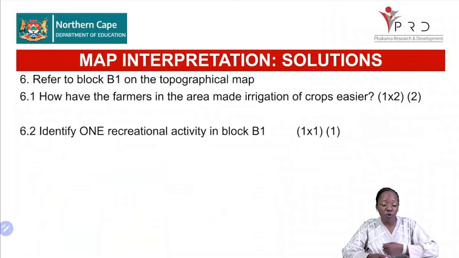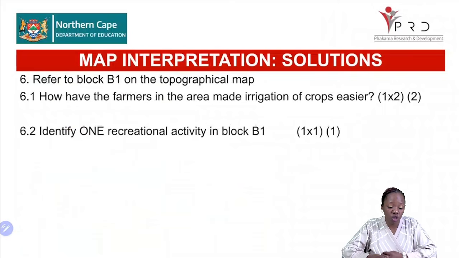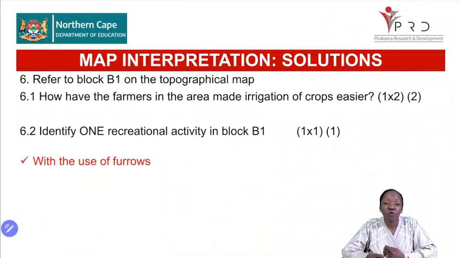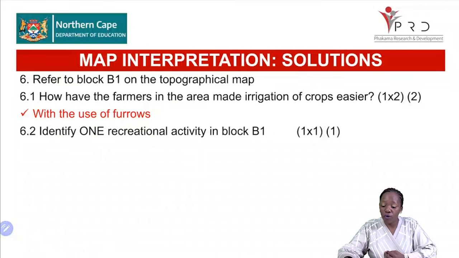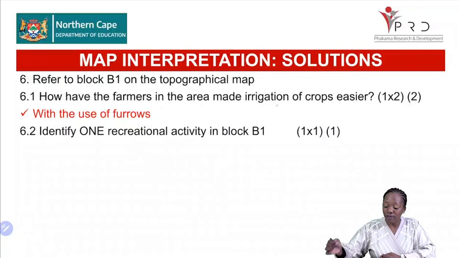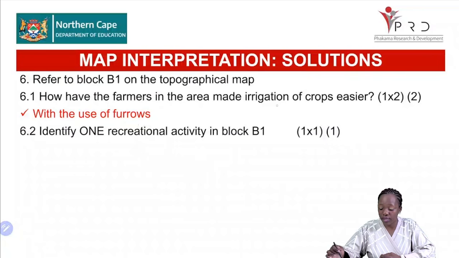With the hope that we are all done, let us look at our first question, whereby you are supposed to identify how the farmers in the area, which is block B1, made irrigation for crops easier. So you see there in block B1, there are lots of furrows. Therefore, those furrows are one of the systems that can be used for irrigation. Remember again, you have the references at the end of the map whereby all the symbols are featured.